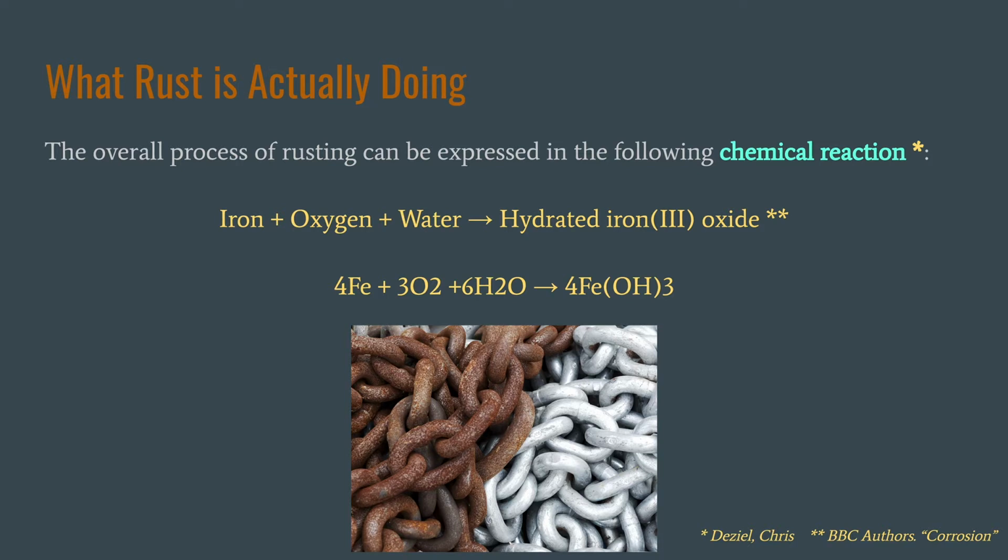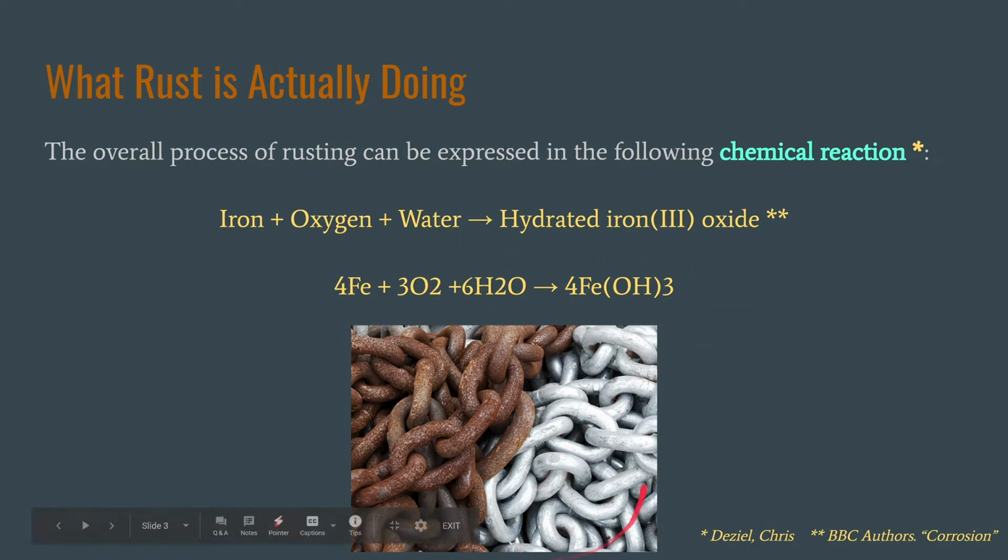So what is rust actually doing? Well, this can be explained using the following rusting chemical reaction. And a chemical reaction is the transformation of one or more substances into different substances. When we take iron, oxygen gas, and water, we will form hydrated iron(III) oxide, or rust.